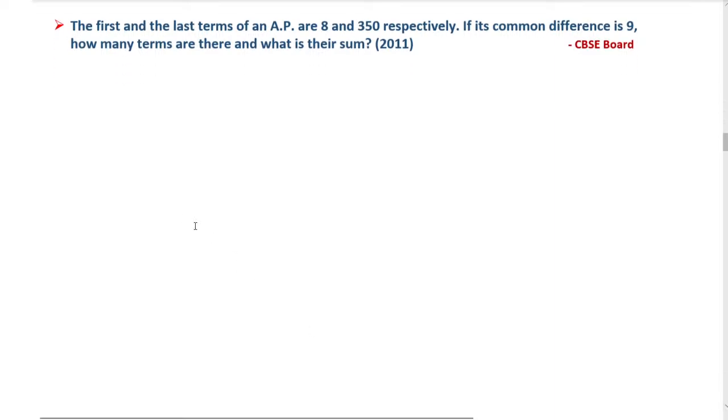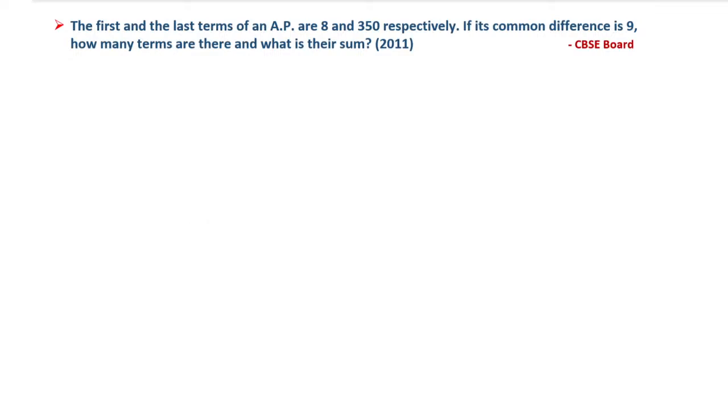Okay, this is the question. The first and the last term of an AP are 8 and 350 respectively. If its common difference is 9, how many terms are there and what is the sum? This was given in 2011 in the CBSE syllabus. This question was asked, so there is a chance of it being asked this year for you also. So take a note of it.